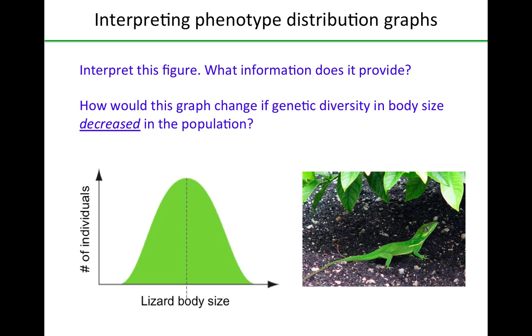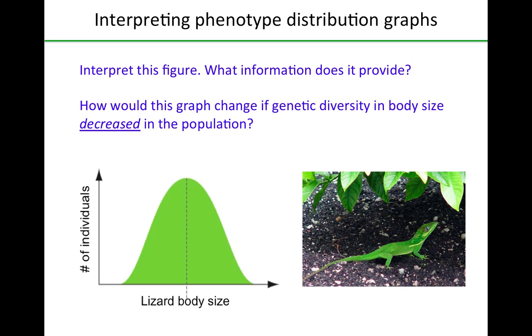So in addition, if we want to know something about genetic diversity in body size in this population, what we want to do is look at the width of this curve. So this is showing us the range of phenotypes from very small lizards all the way up to large lizards. So assuming that body size in lizards is a genetic or heritable trait, the width of this curve tells us about the diversity present in the population.